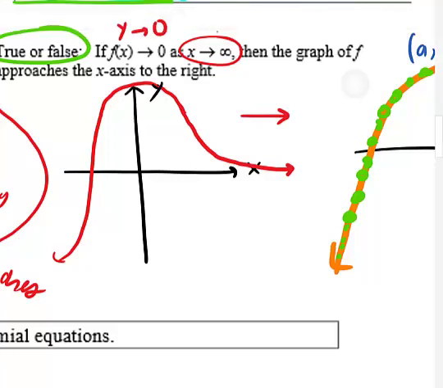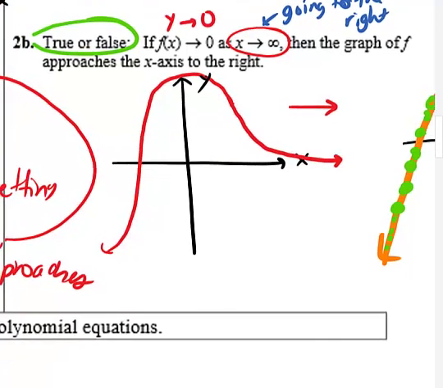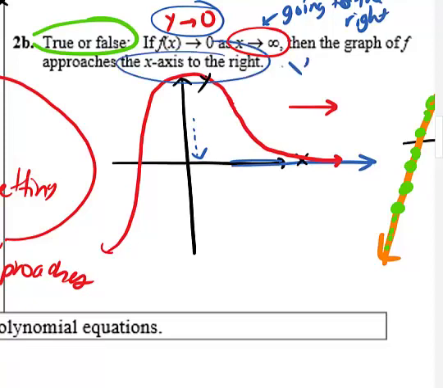Yeah, that's what this means here. Going to the right, because x going to infinity means to the right. Then y goes to 0. Yeah, that's true, because your y values are going down towards the x-axis, and the x-axis is a y value of 0. Then the graph of f of x approaches the x-axis to the right. I'd say yes, or true. That's exactly what that means.